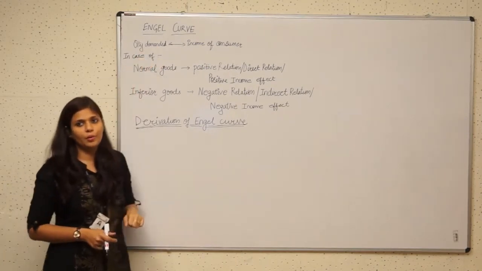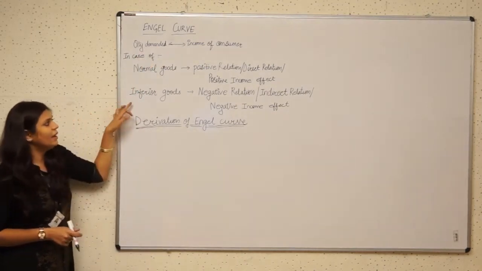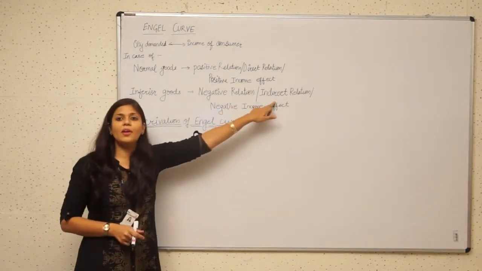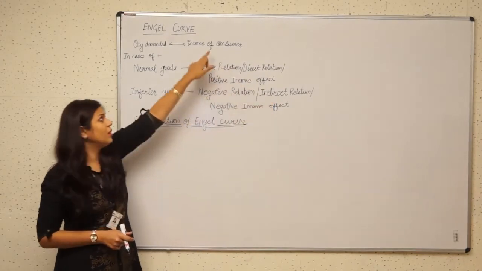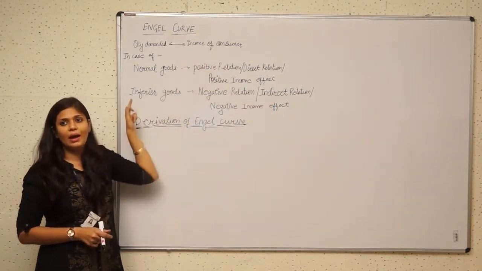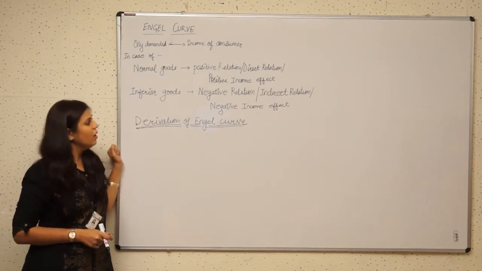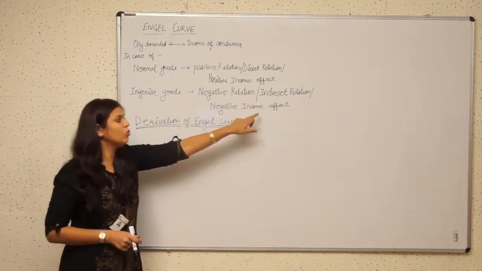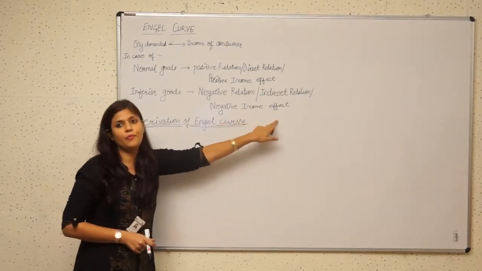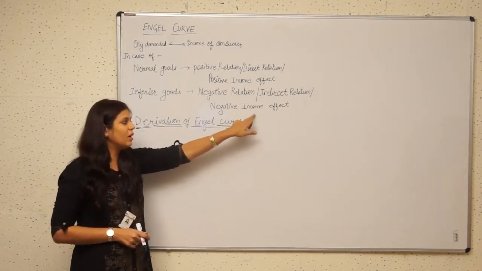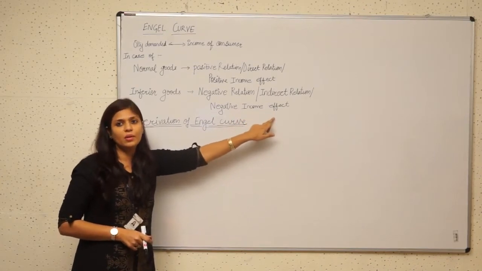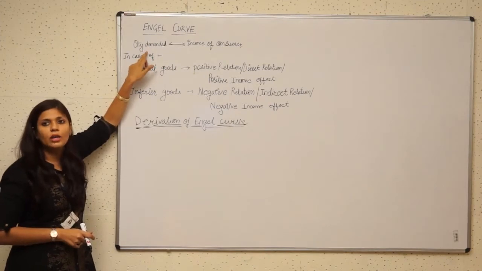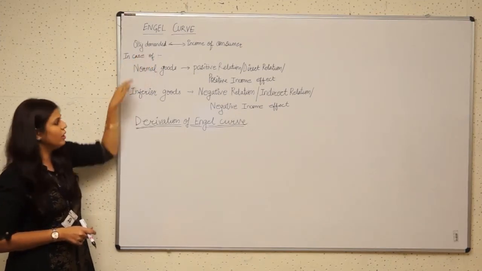Now, in case the good is an inferior good, then there is an indirect relationship that exists between the income of the consumer and quantity demanded. This can also be said as negative relation, or negative income effect, which means as the income of the consumer increases, there is a negative impact on the quantity demanded of the inferior good.